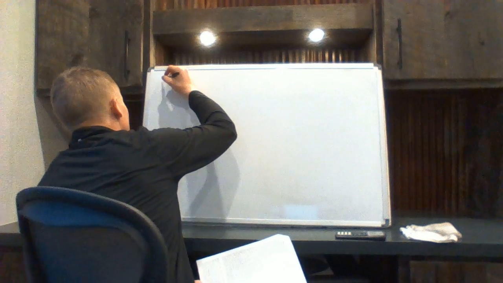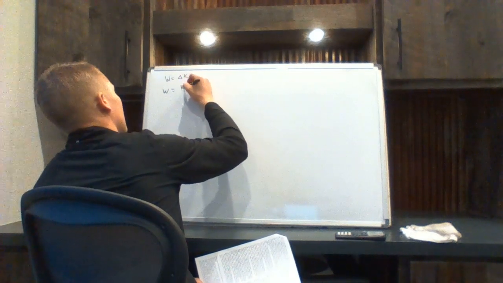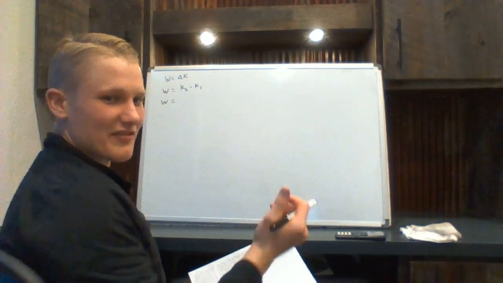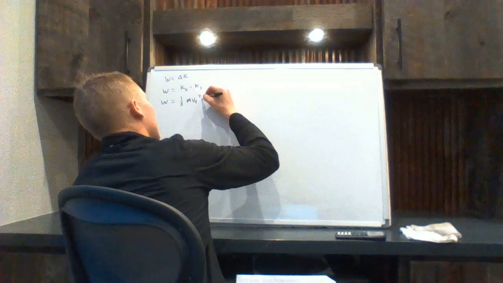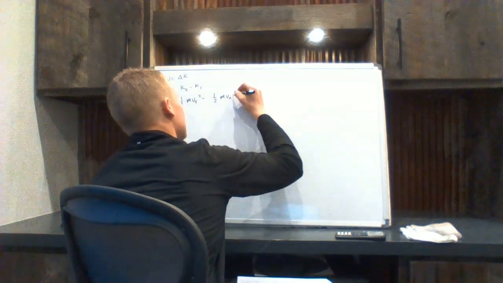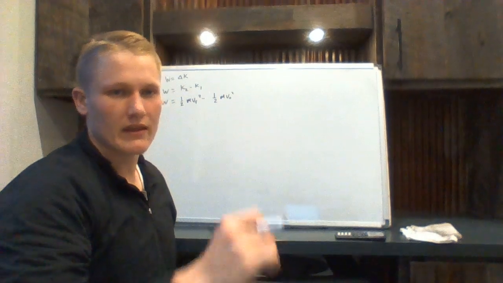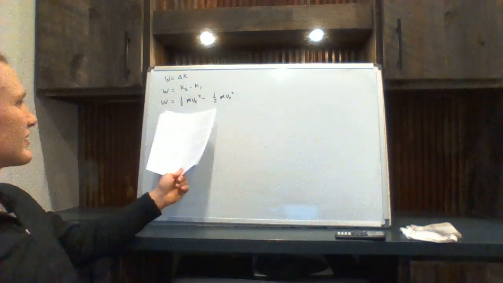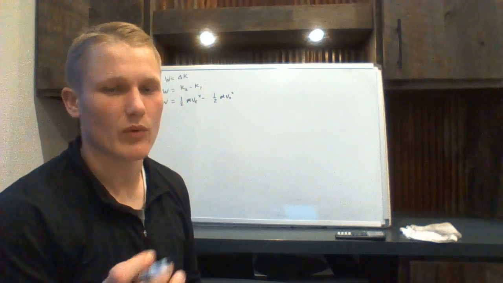So our work energy theorem is work equals delta K, which can also be written as K2 minus K1, which can also be written as 1/2 m v final squared minus 1/2 m v initial squared. Once we have our equation here, we will be able to set it equal to negative mgy.